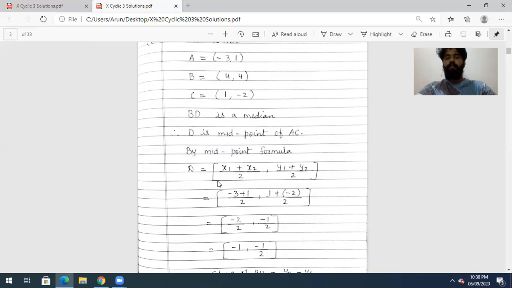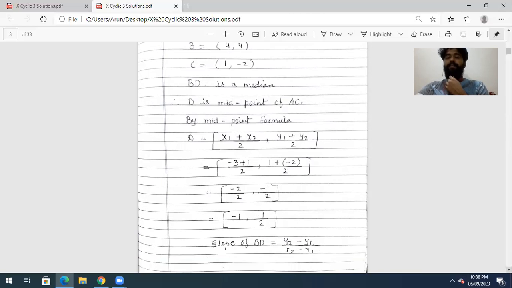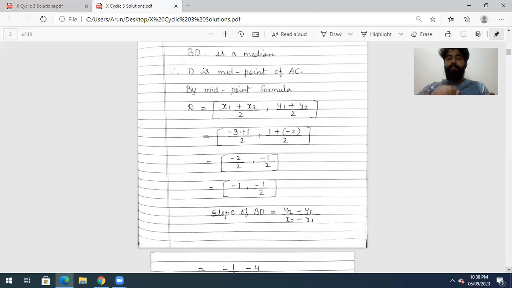So by midpoint formula, we get D is equal to (x1 plus x2) upon 2, comma (y1 plus y2) upon 2. We have (minus 3 plus 1) upon 2, comma (1 plus minus 2) upon 2, which is minus 2 upon 2, comma minus 1 upon 2. The answer is minus 1, comma minus 1 by 2. Now that we have the coordinates of B and D, we need to find the equation. So for that, we'll be requiring the slope.